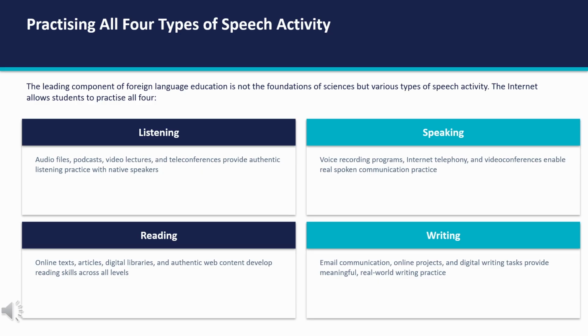Writing is practiced through email, online projects, and various digital tasks. Therefore, technology supports a comprehensive model of language learning. It does not isolate one skill from another, rather it creates conditions in which all four may develop in parallel and in meaningful relation.